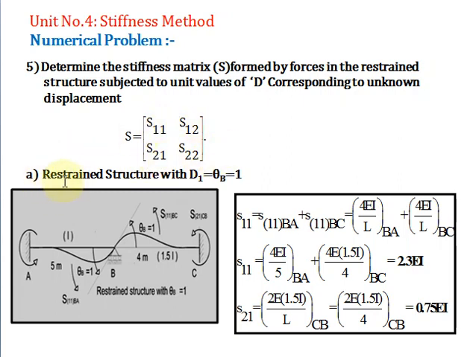Now first restrain the structure with D1, that is our first unknown, theta B equal to 1. Now we have to release the structure for theta B equal to 1. If you see at support B, we have given the unit rotation at support B. At support B, two members are there, one is BA and second one is BC. So we have to give the unit rotation, and that unit rotation is to be given in anti-clockwise direction. So here I have given the unit rotations.